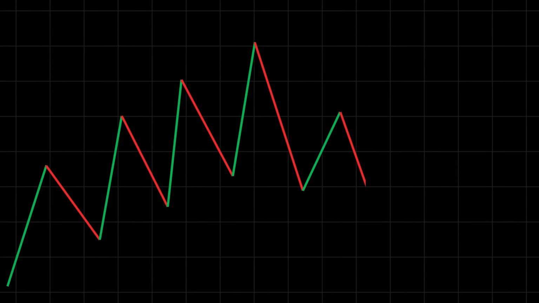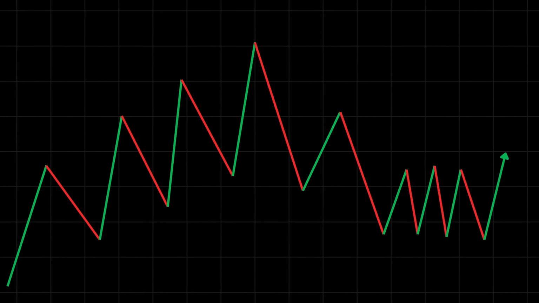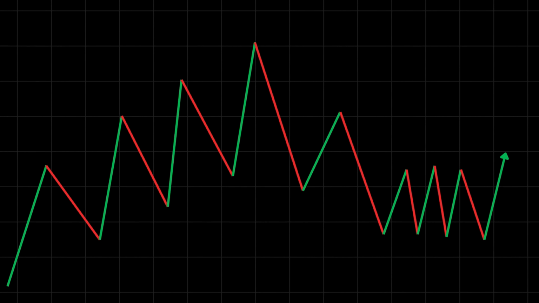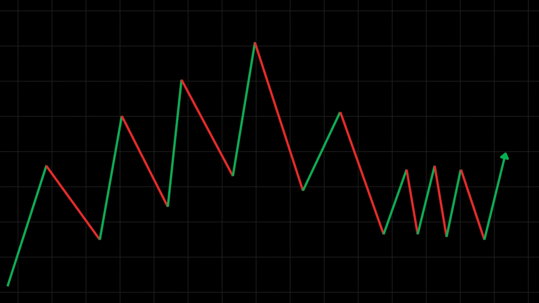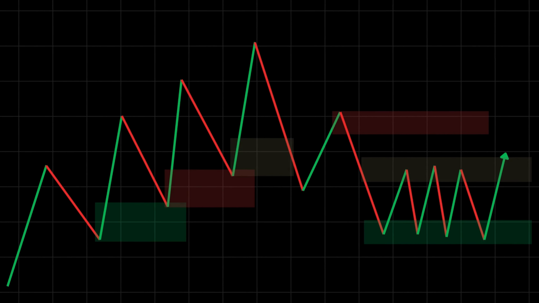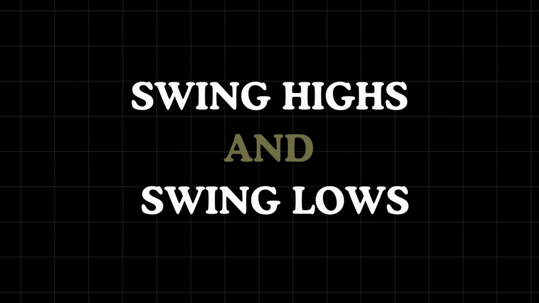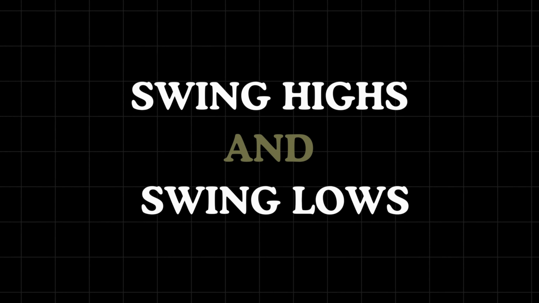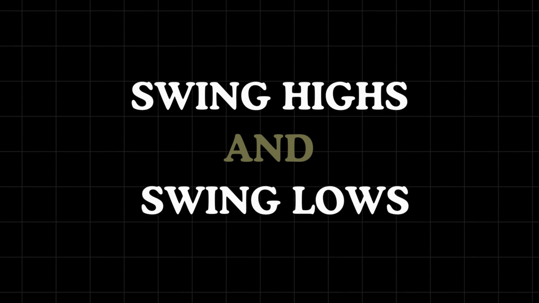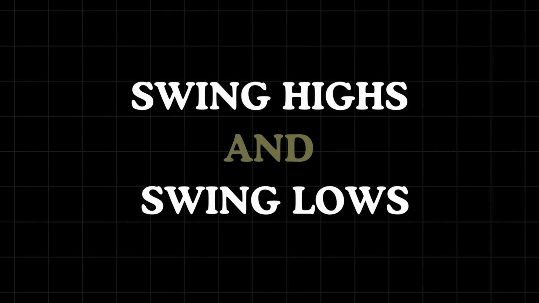Here's a common problem traders encounter. They look at a chart and can't tell if price is trending upward, dropping, or simply moving sideways. They try marking zones or drawing trend lines, yet it still feels unclear. So, how do you solve this? It begins with understanding swing highs and swing lows, the key points where price changes direction.